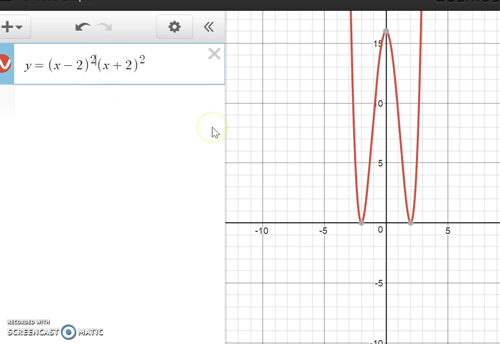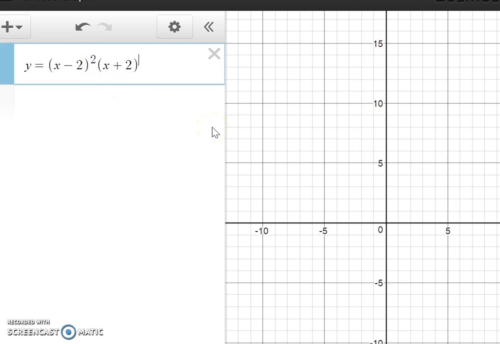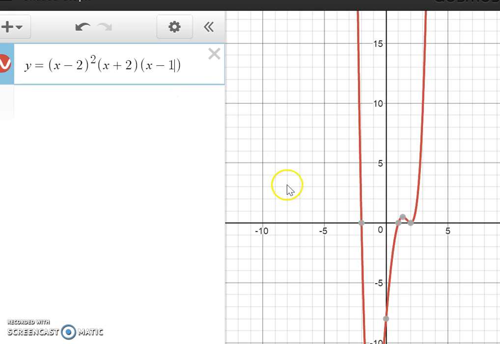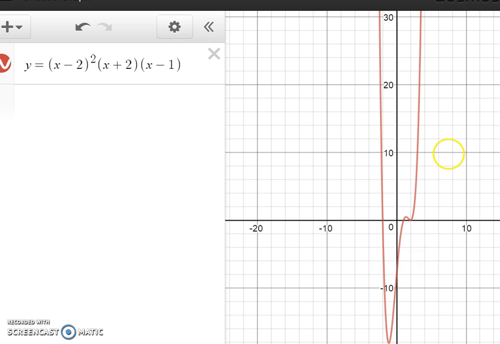Alright, what if I changed it to be x plus 2 with no power, times by x minus 1? What's going to happen? Well, it should touch at positive 2, it should go through negative 2, it should go through positive 1. There we go. So what does it look like? Still got that sort of W shape, but you've got it touching at positive 2, you've got it cutting through at negative 2, and you've got it cutting through at positive 1 there.